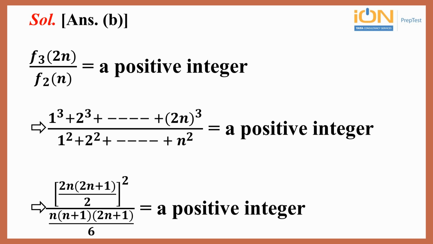We know that the sum of the cubes of the first n natural numbers is n into n plus 1 whole square by 4. Now it is the sum of the cubes of the first 2n natural numbers, therefore it is 2n into 2n plus 1 by 2 the whole square. What about 1 square plus 2 square plus so on up to n square? We know from the formula that it is n into n plus 1 into 2n plus 1 by 6. And we want that to be a positive integer.